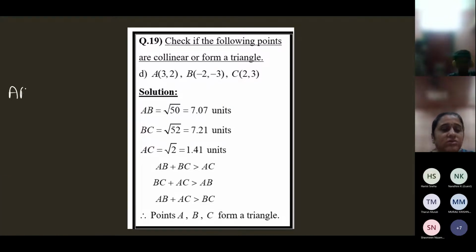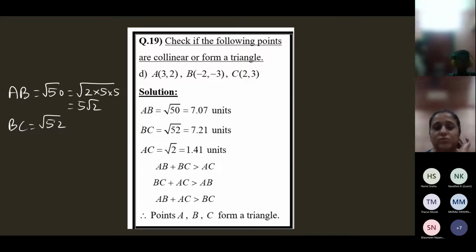So you find AB using the distance formula. You get it as root 50, which can be written as root of 2 into 5 into 5, which is nothing but 5 root 2 units. Now BC is root 52. And what is root 52? Square root of 2 into 2 into 13. So it is 2 root 13. And when you find AC, it is just root 2.